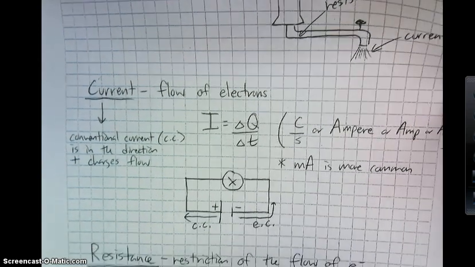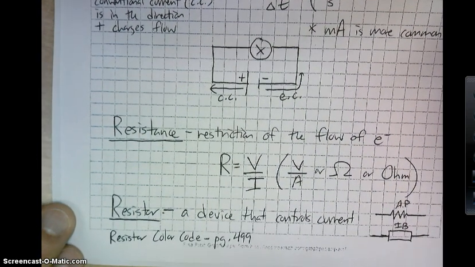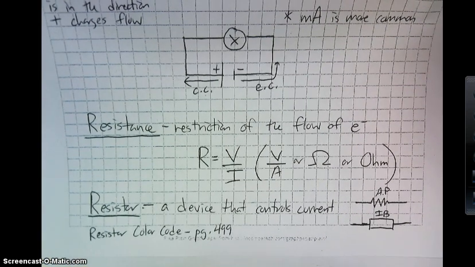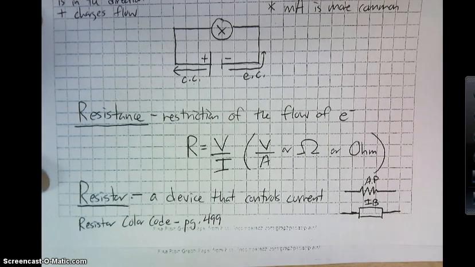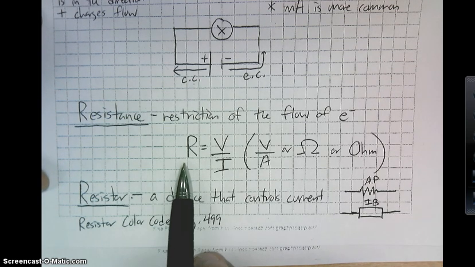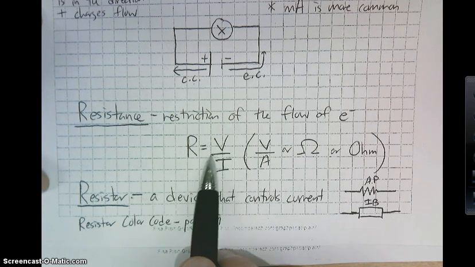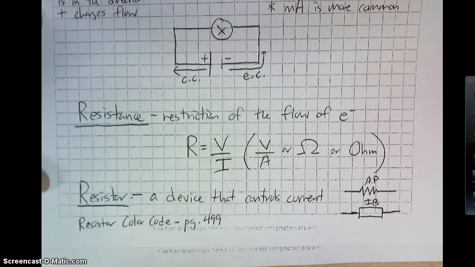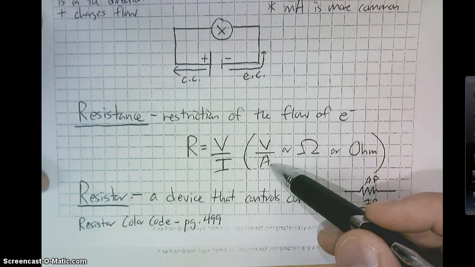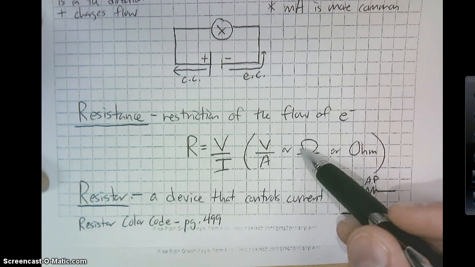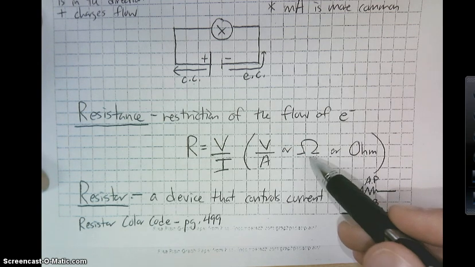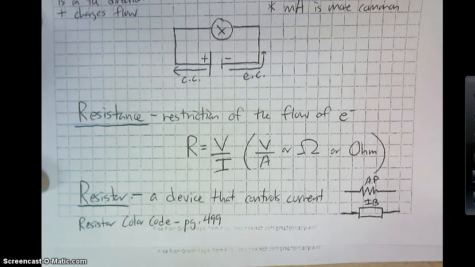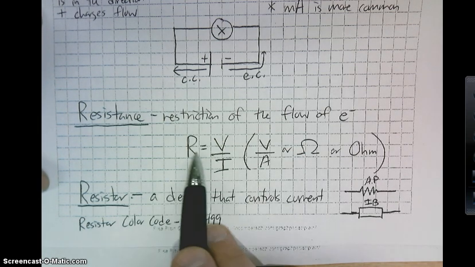All right, so resistance. Resistance is the restriction of the flow of electrons. And the basic definition, and resistance gets capital R, or basic equation for it, is the voltage divided by the current. So that's volts per amp, or better known as this symbol, which is called an ohm. This is omega, and this is an ohm. Pretty simple formula.